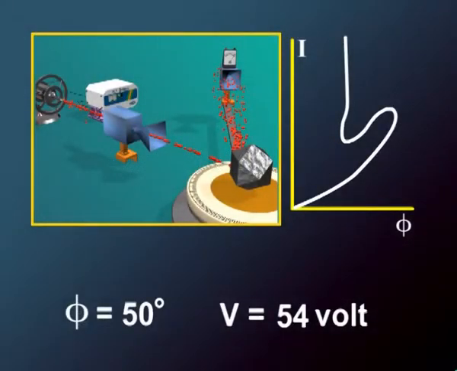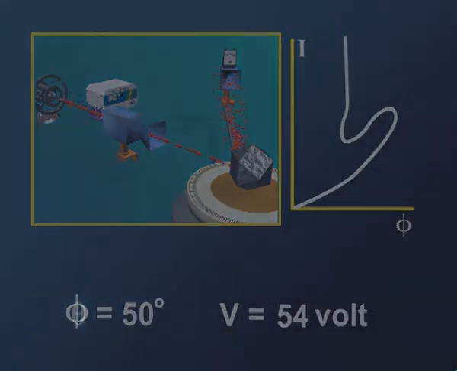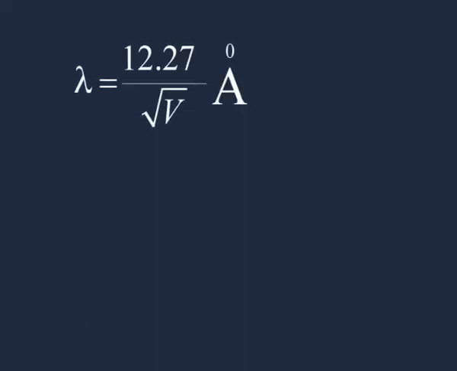Now, the wave nature of electron and hence the de Broglie hypothesis will be confirmed if the de Broglie wavelength of the electrons when accelerated through 54 volt comes out to be just 1.63 angstrom. Since lambda is equal to 12.27 upon under root V angstrom.